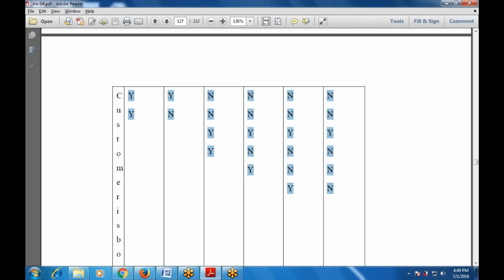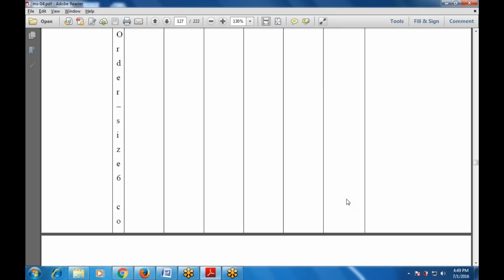Like the same way that we discussed in the last class about the decision trees, but the difference is that one is pictorial and this is tabular, nothing else. Everything is same, every condition is same, every action is same, but the difference is yes and no.